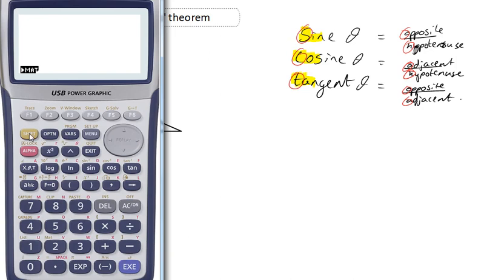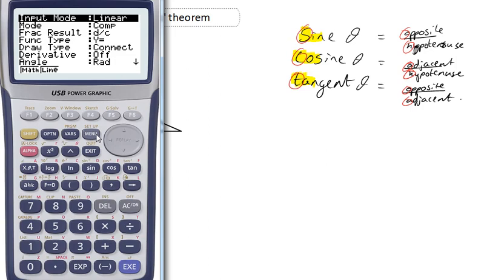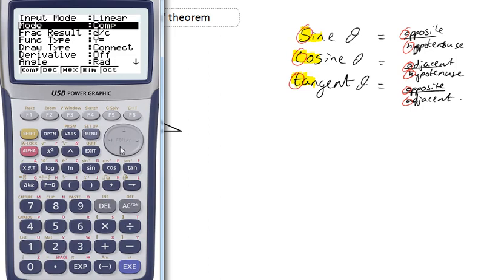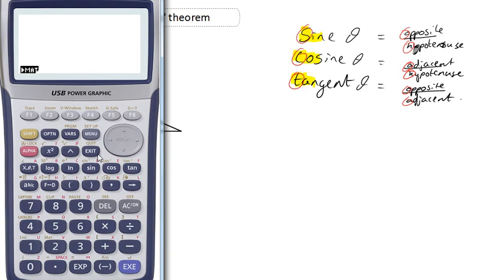So I need to be able to go in to my setup of my calculator. So I've just pressed shift and I'm going to go to setup, and I'm going to scroll down until I get to the word angle. Now my graphics calculator automatically defaults to being in radians, RAD, but I can get to it by pressing degrees and then exit. And now that will work and it will give me the right answers.